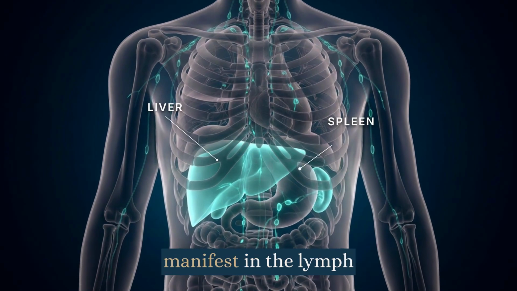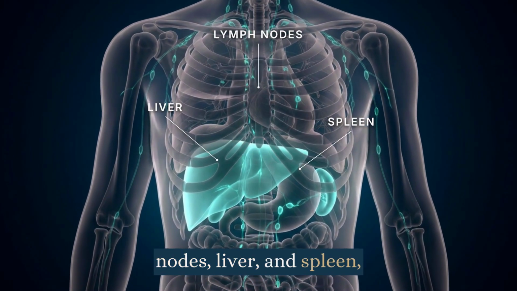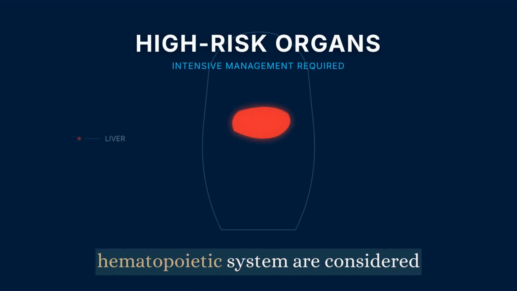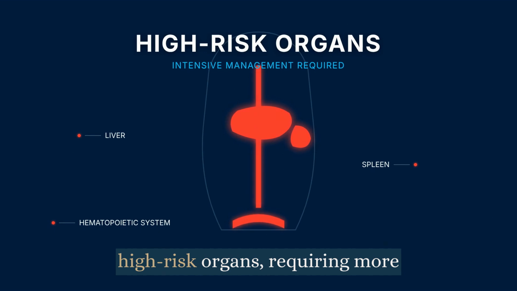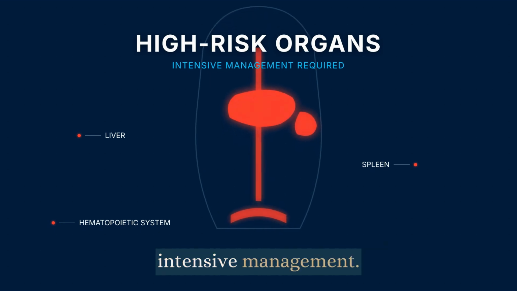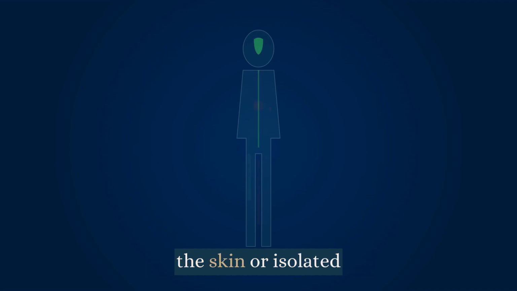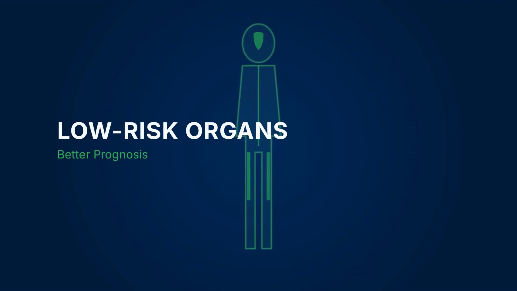The disease can also manifest in the lymph nodes, liver, and spleen, indicating a more systemic involvement. Liver, spleen, and the hematopoietic system are considered high-risk organs, requiring more intensive management. In contrast, involvement of only low-risk organs like the skin or isolated bones often carries a better prognosis.